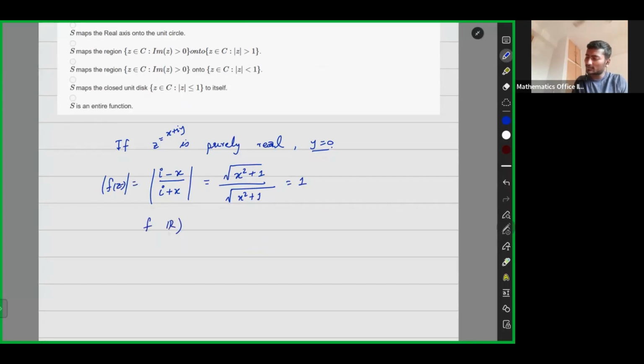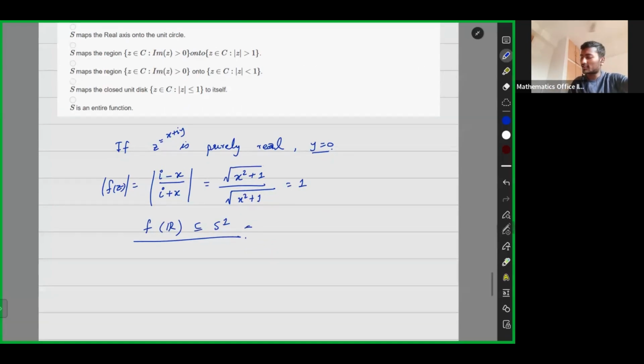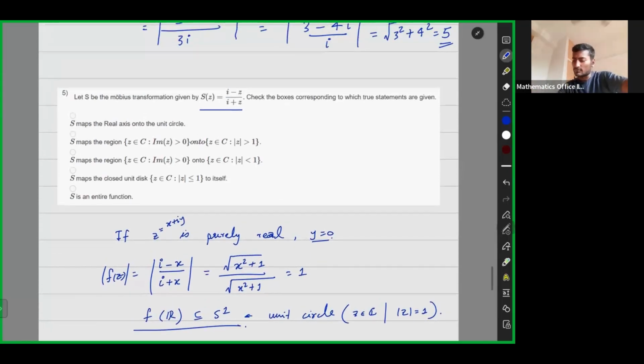f of a real number is contained inside the unit circle. Why? Because the modulus of f of z comes out as 1, and the set of numbers with modulus 1 is called the unit circle. It is represented by S1. It is z inside C such that mod z is 1. One thing is clear, that the real line maps to the circle, but whether it is onto we need to verify.